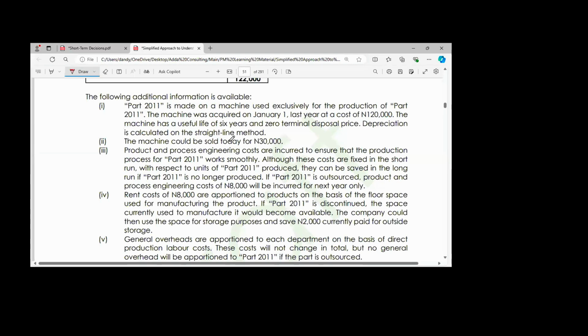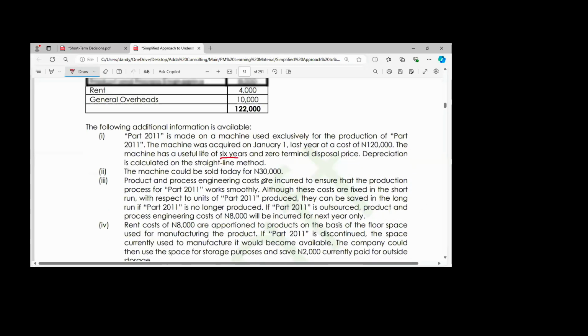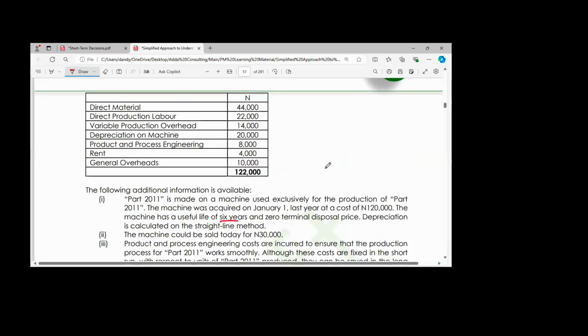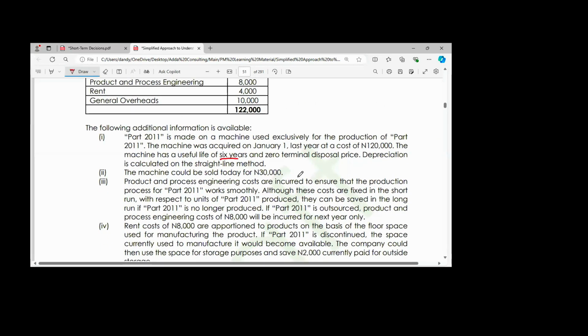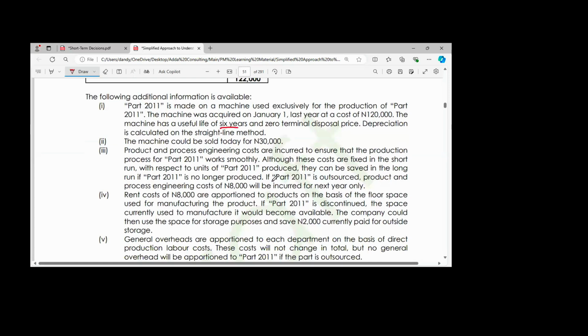So if that is the case, if the cost of the machine is 120,000 naira, and you are given the useful life of 6 years, therefore 120,000 divided by 6 will give you 20,000 naira. So the examiner is only explaining to you how they arrive at the depreciation of 20,000. All right, so that information is irrelevant. So the depreciation is irrelevant because when you are stating your assumption, you are supposed to talk about that. Then additional information number 2, we are told that the machine could be sold today for 30,000 naira.